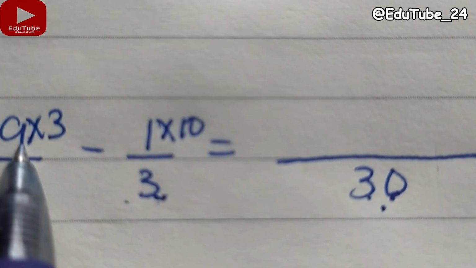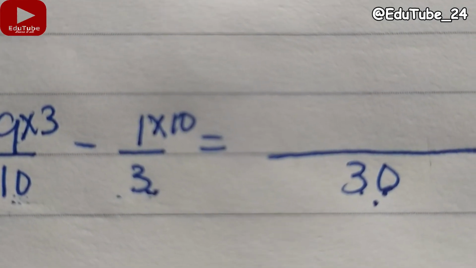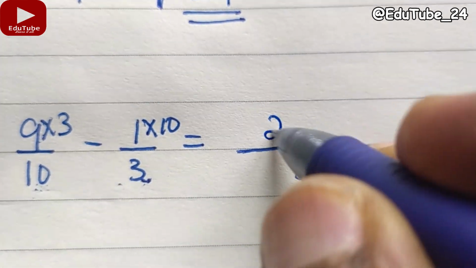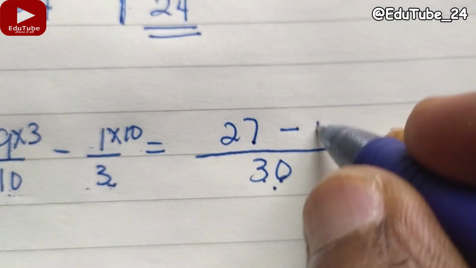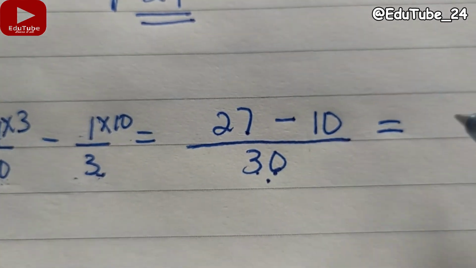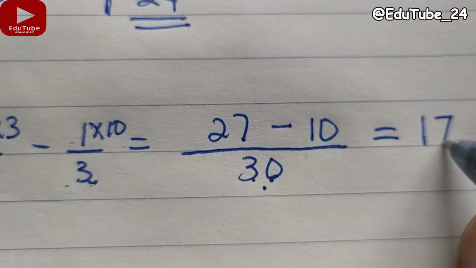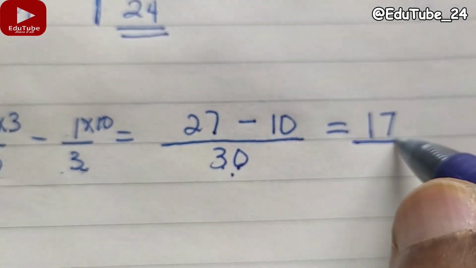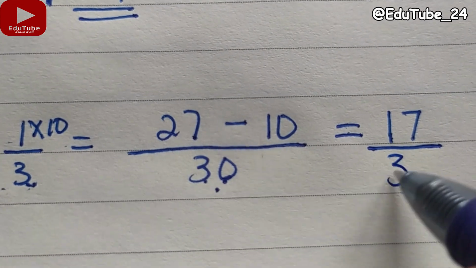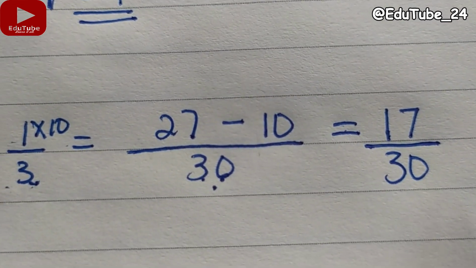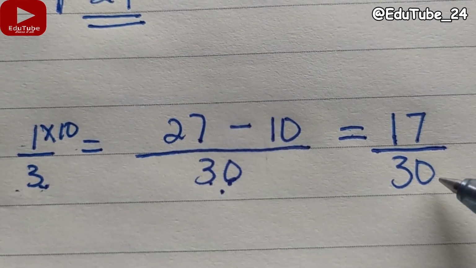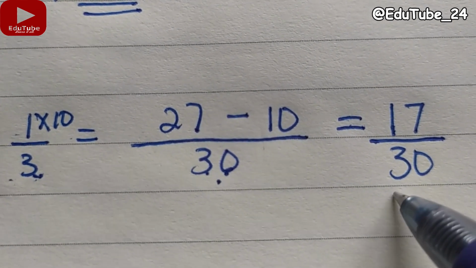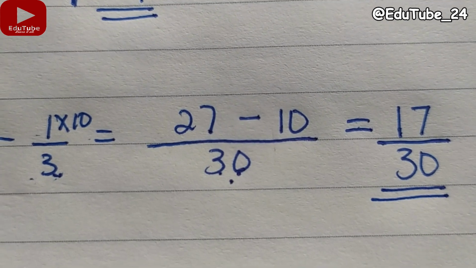Now let me express them out. 9 times 3, that gives me 27. So I will have 27, take away 1 times 10, take away what? 10. So 27 take away 10, I will have 17 out of 30. So 17 out of 30, this is a proper fraction, and there is no common factor that can divide both 17 and 30 to simplify them further. So I will say this is our final answer for example number 2.